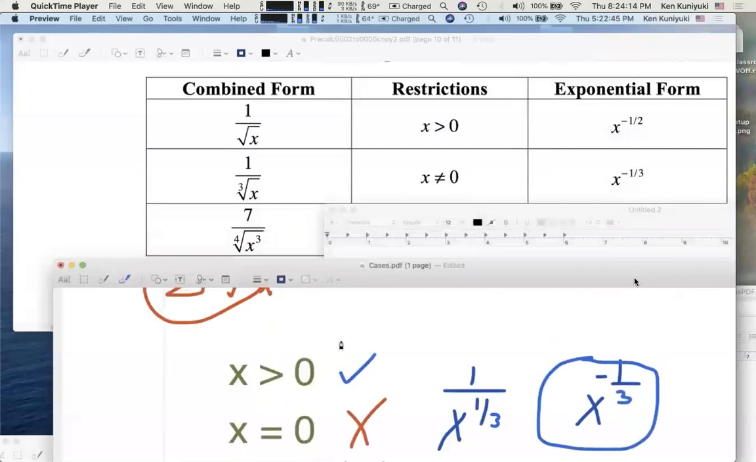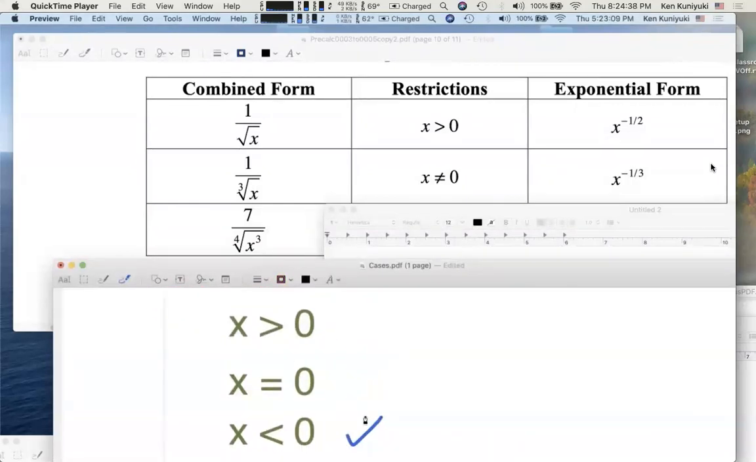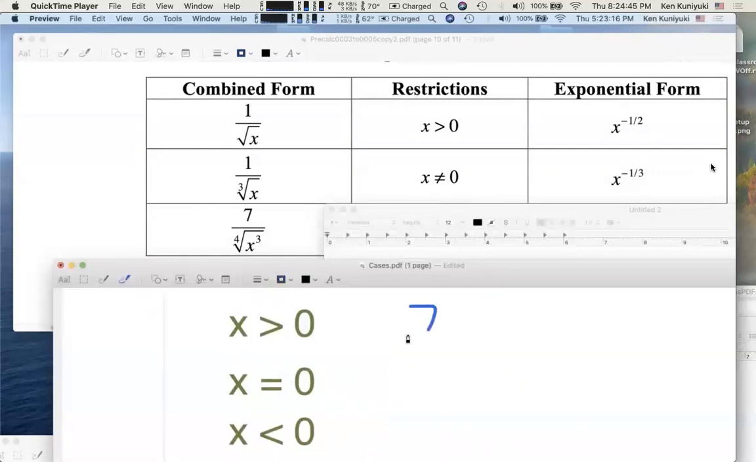Now this doozy here. 7 over the 4th root of x to the 3rd. That's going to be 7, or 7 over 1, if that helps, times 1 over the 4th root of x cubed.